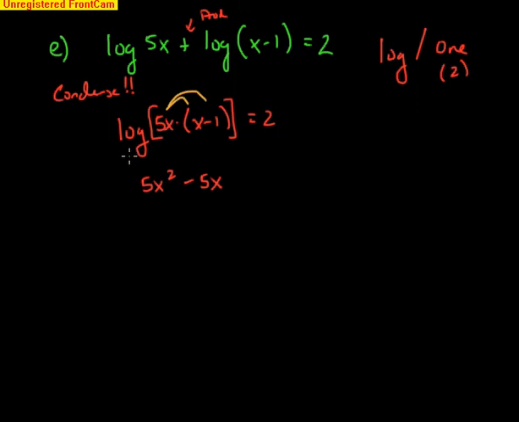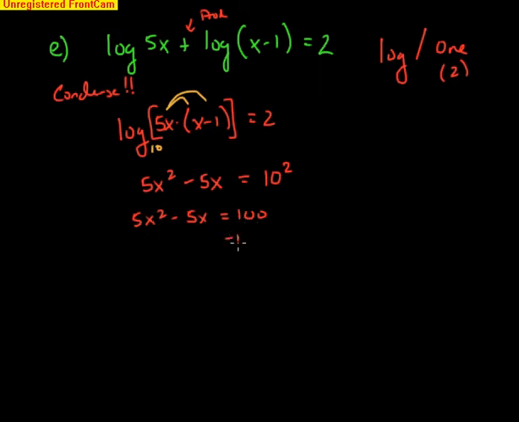And now, to make the log disappear, we're going to rewrite it in exponential form. Remember, if you have one log, you must use an exponent. Now, this log has no base, so it is a 10. So the base is 10, and the 2, the one by itself, is the exponent. So this is 5x squared minus 5x equals 100.